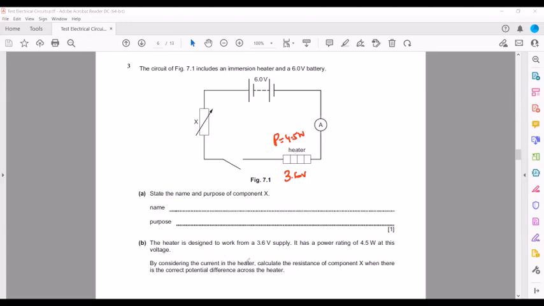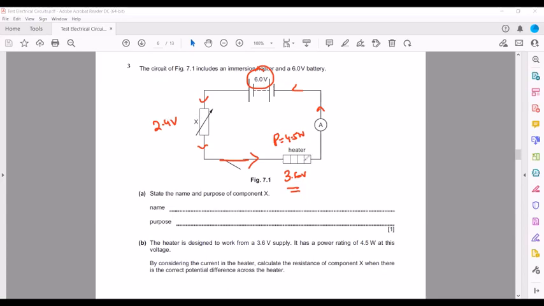By considering the current in the heater, calculate the resistance. We have to calculate a resistance because component X and the heater are connected in series. Whenever components are connected in series, they will have the same current. If the total voltage is 6 and 3.6 volts is across the heater, the remaining 2.4 volts will be across component X. Why? Because they are in series.